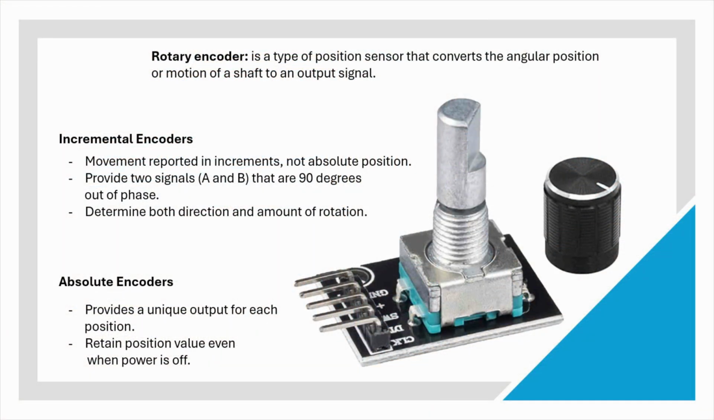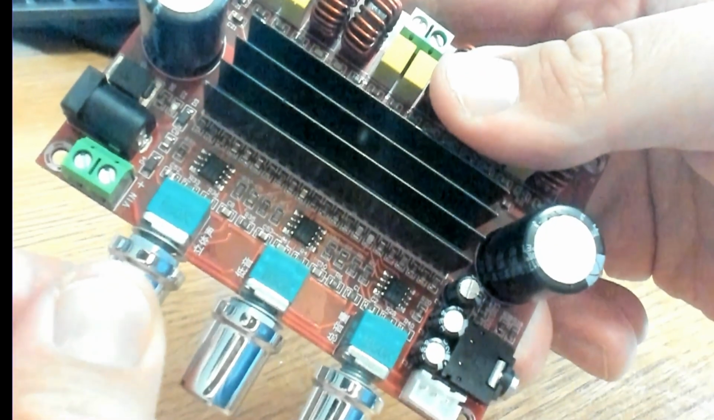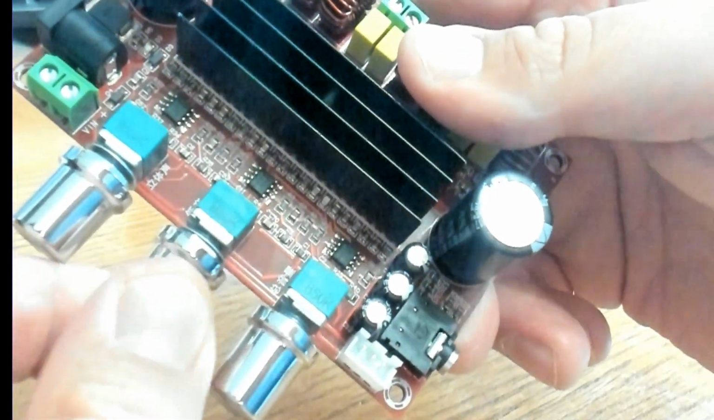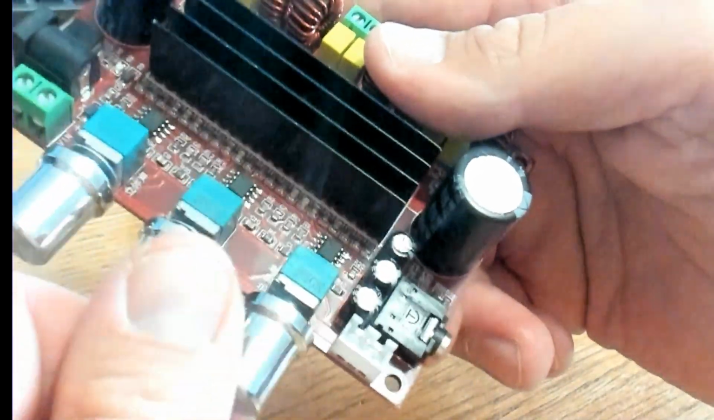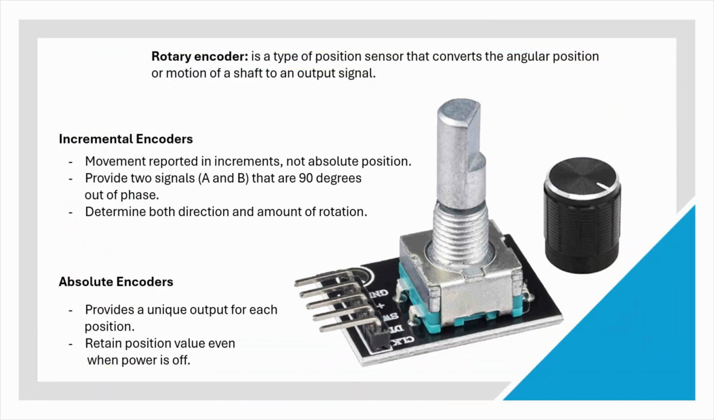A rotary encoder is a type of position sensor that converts the angular position or motion of a shaft to an output signal. They're commonly found in applications like volume knobs on radios, printers, and various robotic applications. There are two types of rotary encoders, and the first type is the incremental encoder, which we'll be using today. And these encoders report the amount of movement in increments rather than an absolute position.